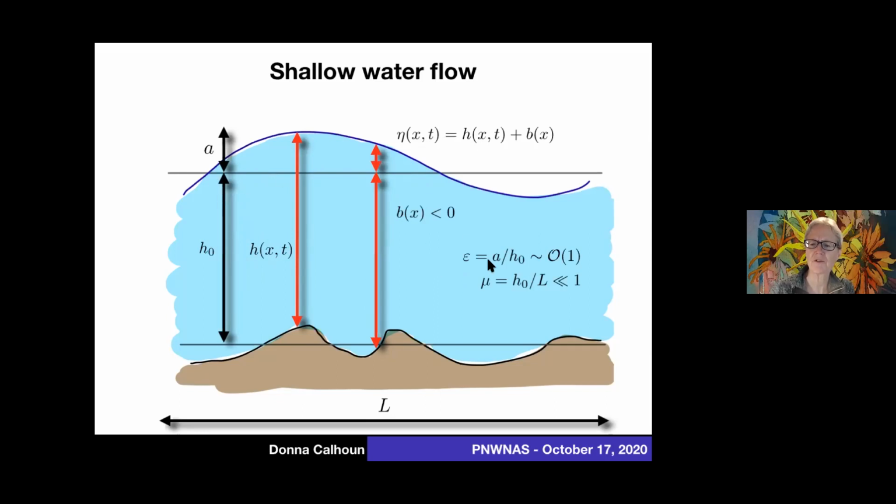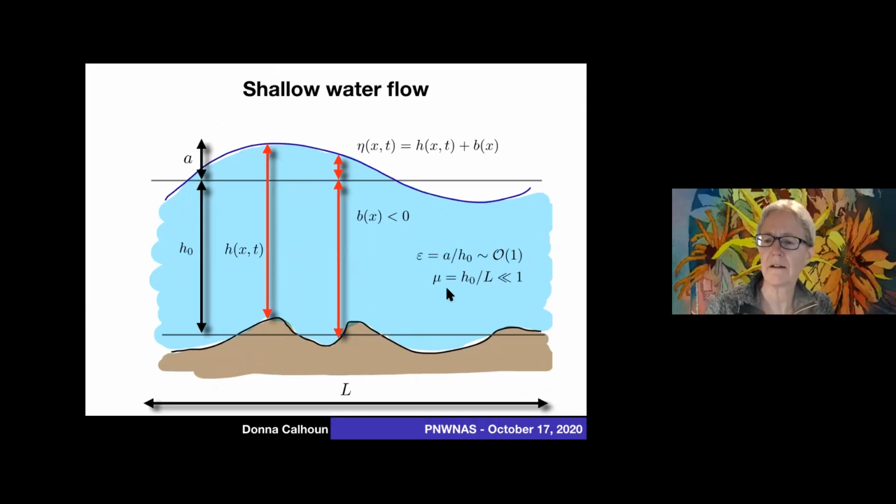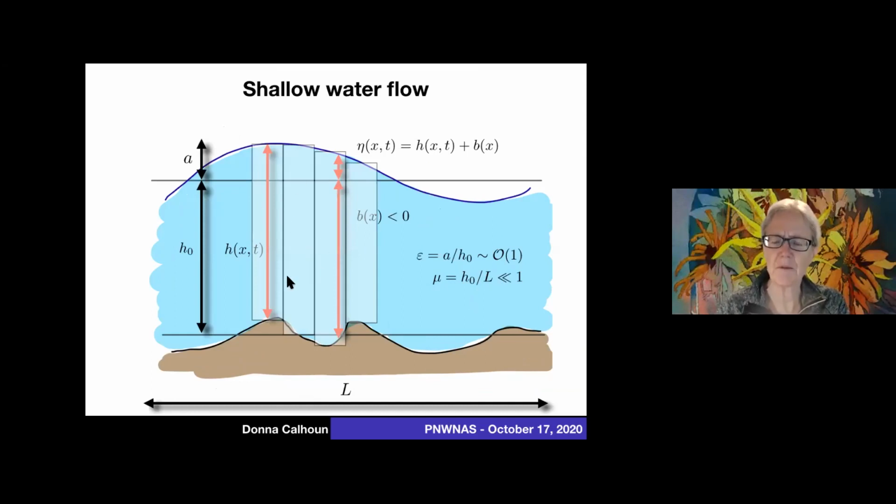In the fully nonlinear shallow water equations, we assume that the ratio of amplitude to this characteristic height, H0, is order 1, but this shallowness parameter, mu, which is the height divided by the characteristic length scale, is much smaller than 1. That's the regime in which we're operating here. Discretely, we model the height at discrete locations. This water column height is the thing that we're effectively solving for.